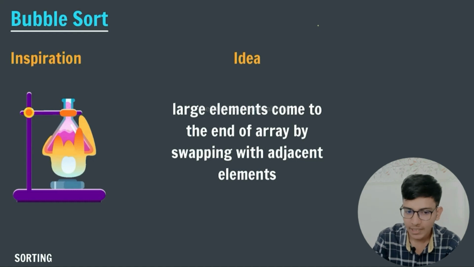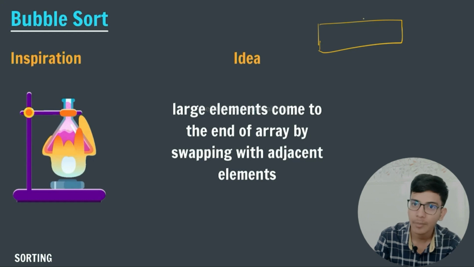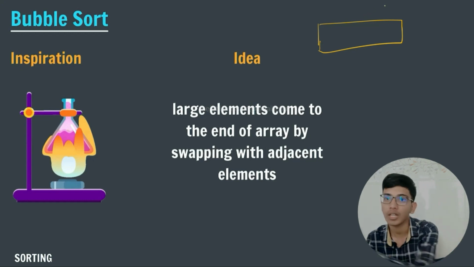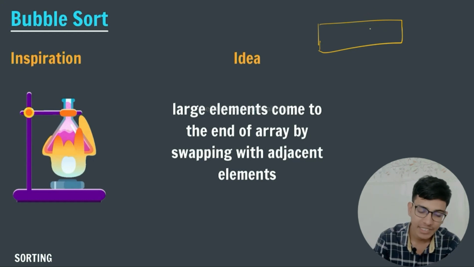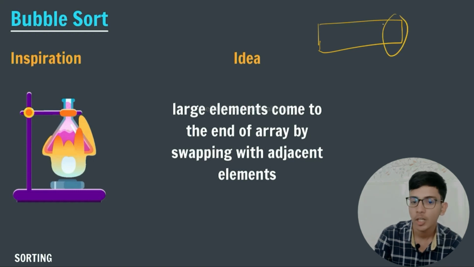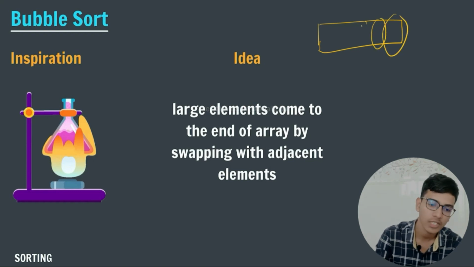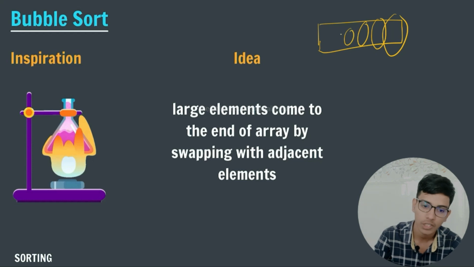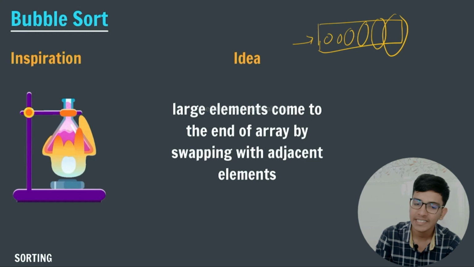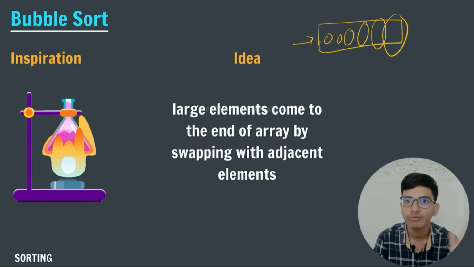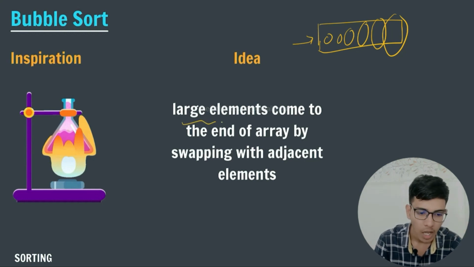Let us consider that this is the array. In this array, whatever the biggest element is, we push that particular element to the last. Let us consider that this is the biggest element and we will push it towards the last. After that, the second biggest, after that the third biggest, after that the fourth biggest, after that the fifth biggest, and then the last element. This is how we are going to sort, and this is the main fundamental of bubble sort. So the idea here is that the largest element comes to the end of the array.